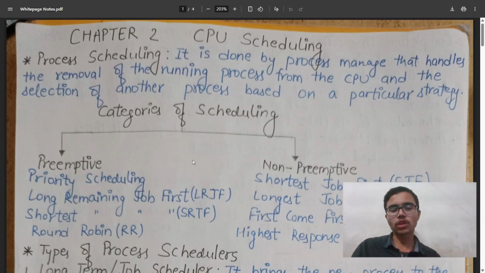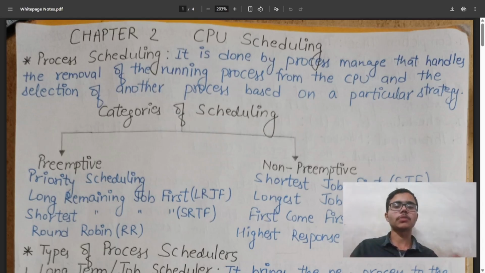If you want to know what numericals come from this, only one type of numerical comes from this chapter, which we discuss in the next video. So let's start. First of all, we discuss what is process scheduling. It is done by the process manager that handles the removal of the running process from the CPU and the selection of another process based on a particular strategy.